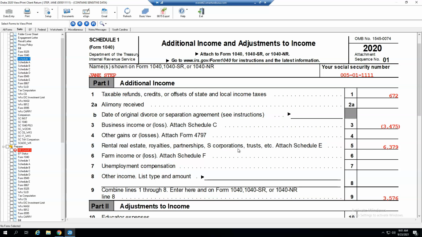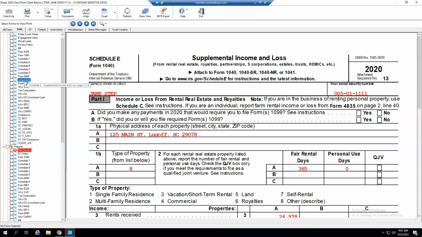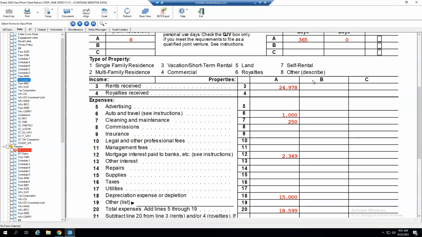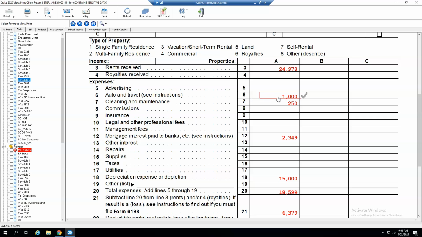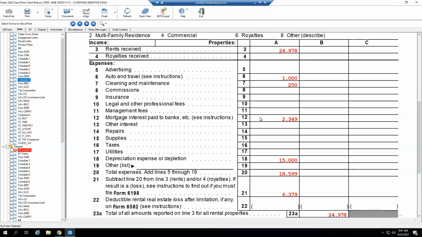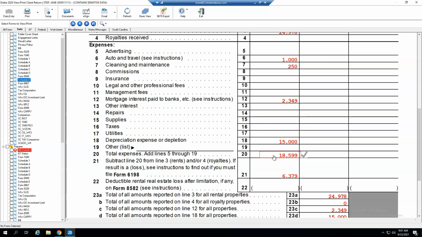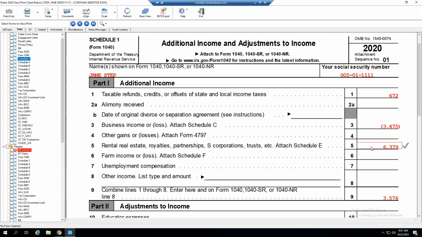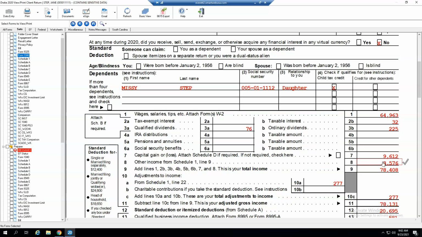All right, then there's the Schedule E. Let's go look at the Schedule E. So Jane has a rental property. It was available to rent 365 days. It was rented the whole year. So she received $24,978 in rental income. She had some expenses here for travel, cleaning, the mortgage interest. She had some depreciation here. So the total expenses she had was $18,599. If you subtract this $18,599 from this $24,978, that leaves her with a profit of $63.79, which is right here on the Schedule 1, Part 1. Again, all these numbers added together get to $35.76, and that $35.76 is right here.